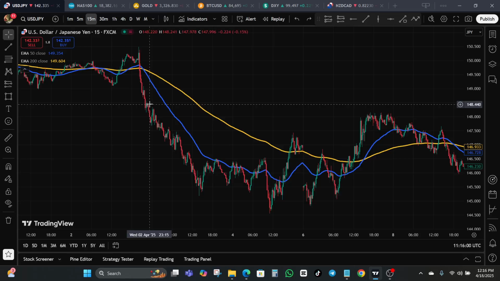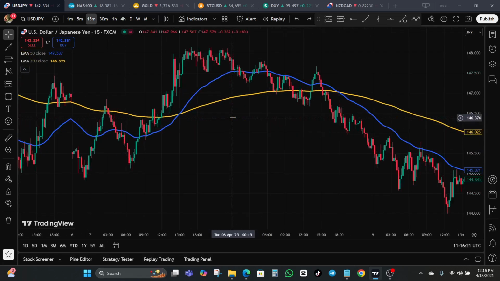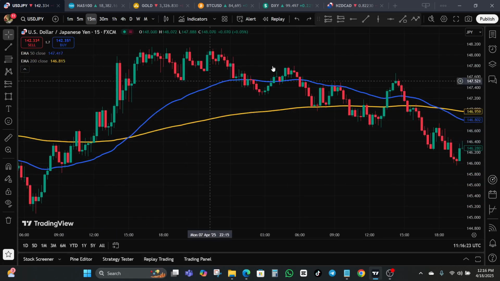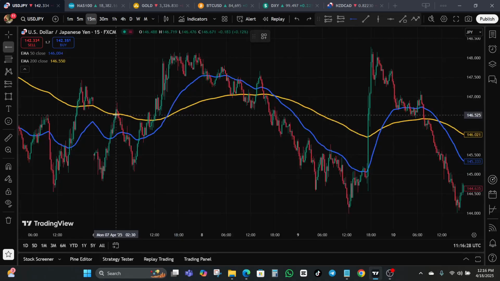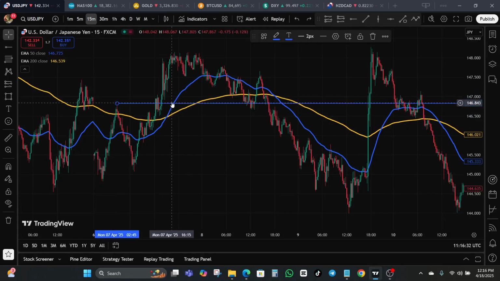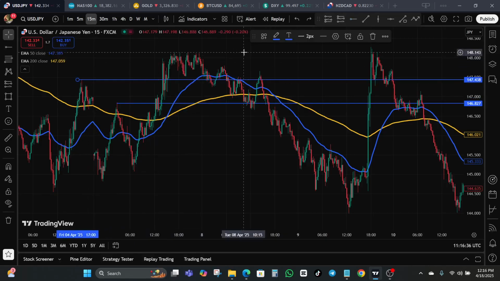Now, once we identify the trend, we focus on finding support and resistance levels. These are areas where the price has bounced before, and they offer great entry points. So if you have an uptrend and price approaches a support level, like what we can see happen here, remember this was a resistance that turned into a support. Here again, we had another resistance that turned into a support.